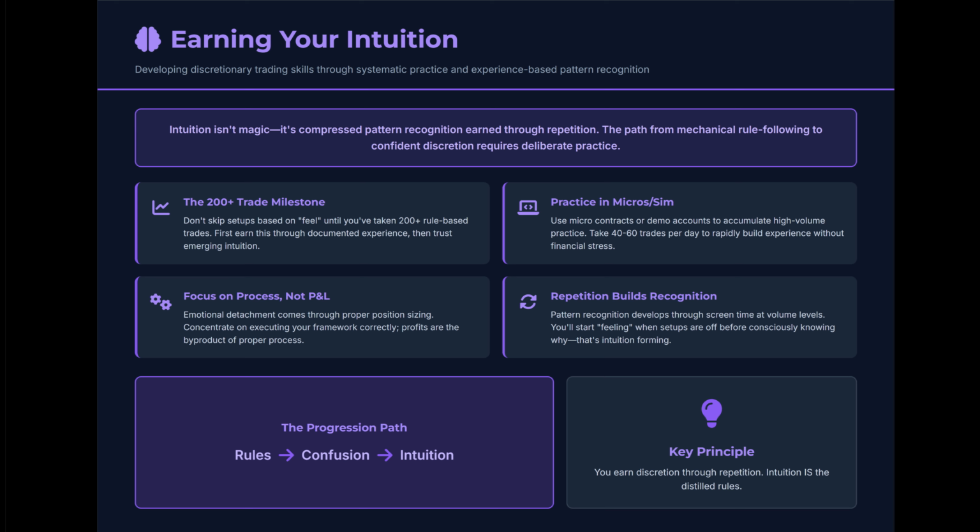Moving into confusion, Stage 2 is where confusion sets in. As you make 50 to 100 trades, you see some A-grade setups fail, while B-grade setups succeed. Sessions may or may not respect prior levels.